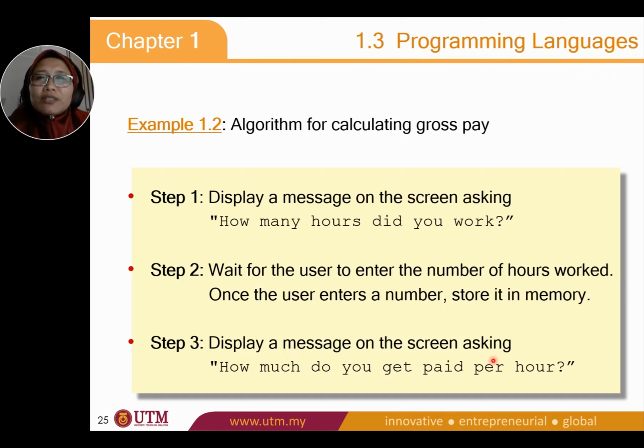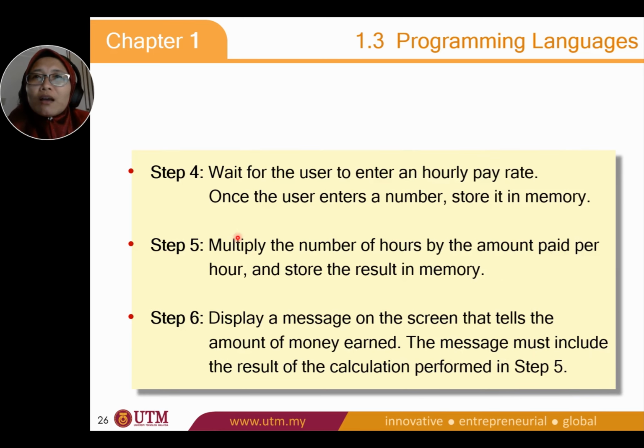Step 3, display a message on the screen asking how much do you get paid per hour. Step 4, wait for the user to enter an hourly pay rate. Once the user enters a number, store it in memory. Step 5, multiply the number of hours by the amount paid per hour and store the result in memory. And finally, step 6, display a message on the screen that tells the amount of money earned. The message must include the result of the calculation performed in step 5.